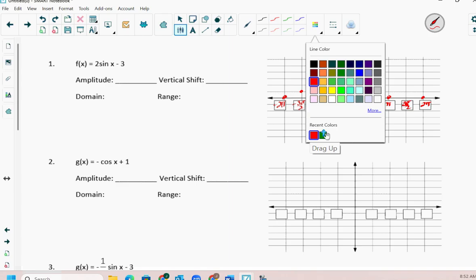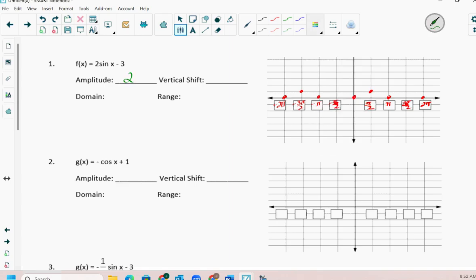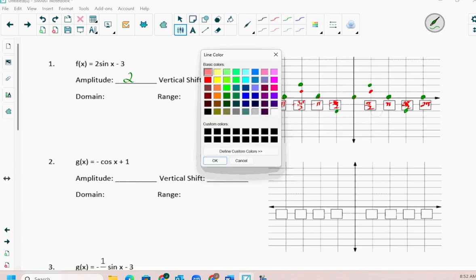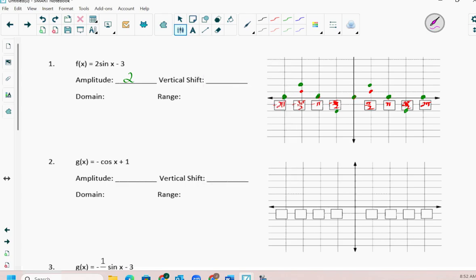All right, let's do that stretch by 2 first. That's our amplitude. So I'm going to have green dots for this. All right, and then I need another color. We're going to go bright pink for my vertical shift. Do you guys see that we need to then shift down 3?